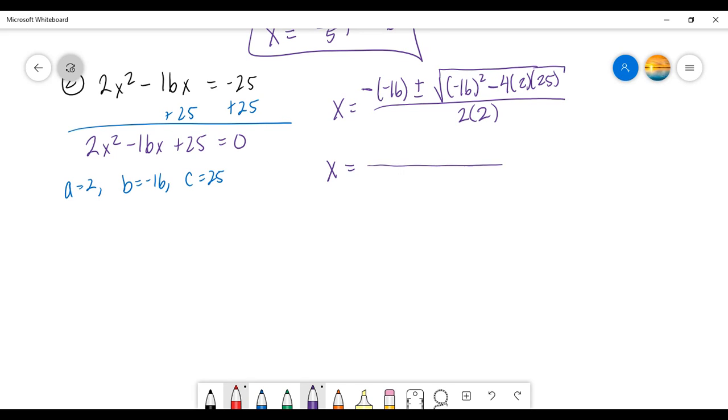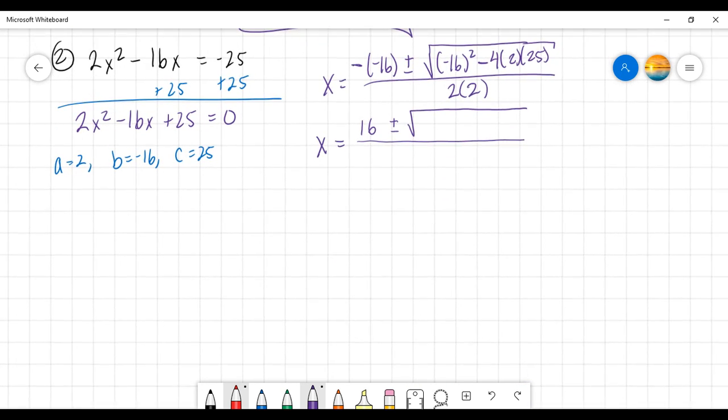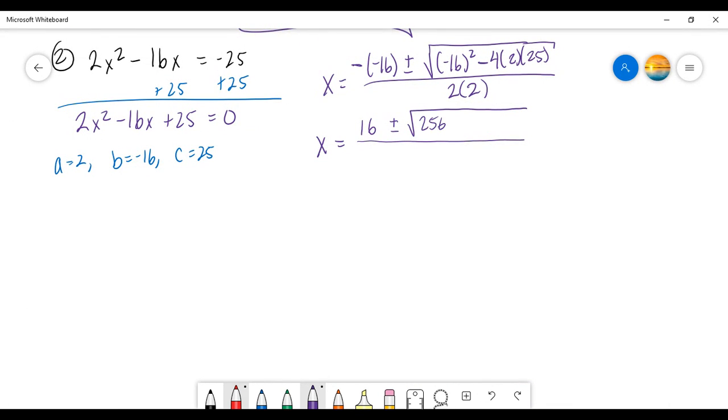So I'm going to write down what I have so far so I don't forget it. First, I have a negative 16. Okay, I can use some logic. I know a negative 16 is just a positive 16, plus or minus. Now negative 16 squared is the same as 16 squared, which we did up here, which was 256. So that's 256 minus, and now I have 4 times 2 times 25. Okay, well, I do know 4 times 25 is 100, so times 2 would be 200.